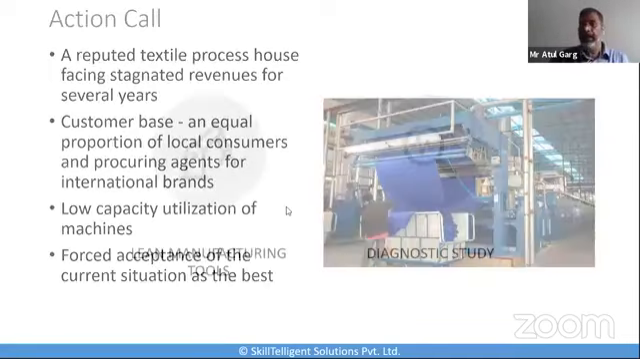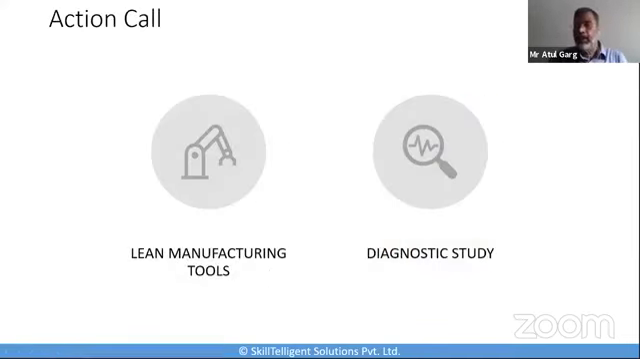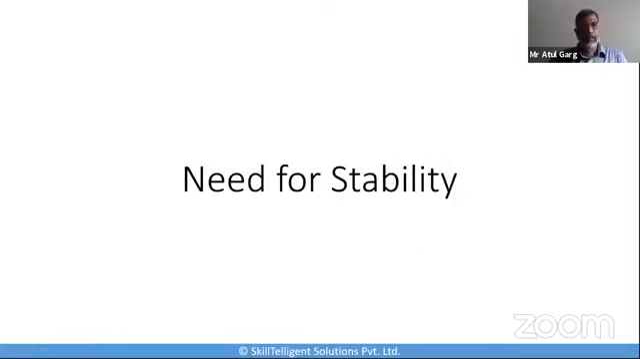Now, obviously, that's not what lean will talk about. Lean definitely will not stop at saying that I get satisfied that what I've achieved is best. So there is definitely some discussion that takes place, and there is a call to action. And the call to action is basically coming in and saying that why don't we use some lean manufacturing tools? Why don't we do some diagnostic study and try to understand what exactly is happening over here? Okay.